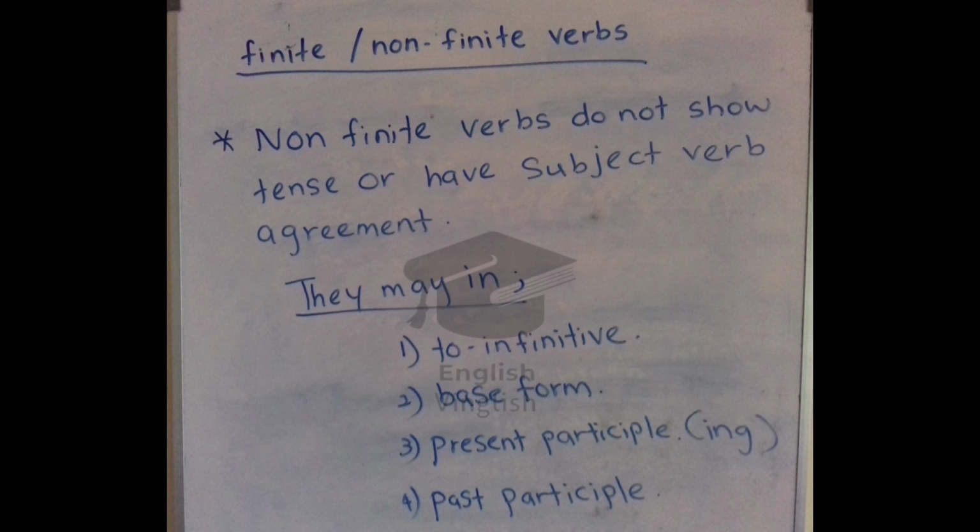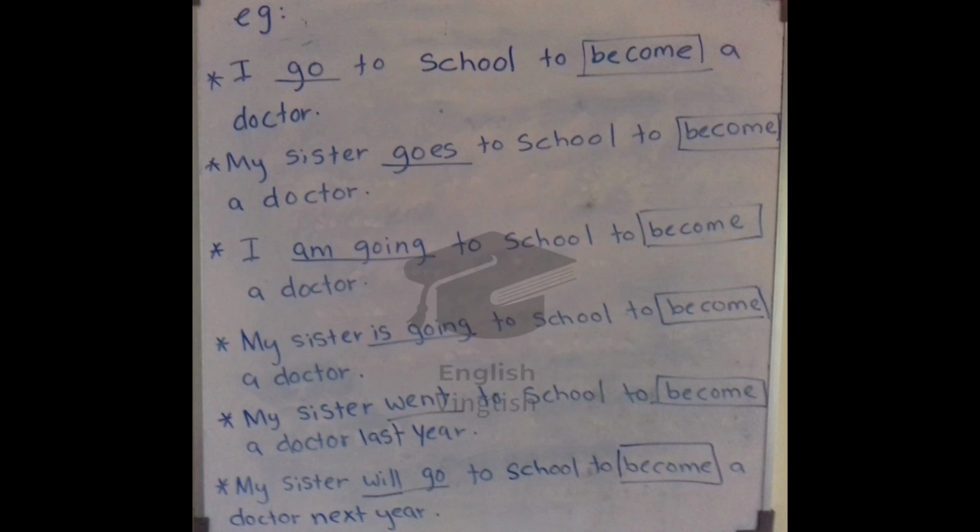So now we are going to move to a few examples. I go to school to become a doctor. My sister, she goes to school to become a doctor, right? So I go to school to become a doctor. But for my sister, or she, with the subject, the verb go varies, right? To school to become a doctor. So the second verb that comes with to does not have any tense, right? It is in its base formation, become.